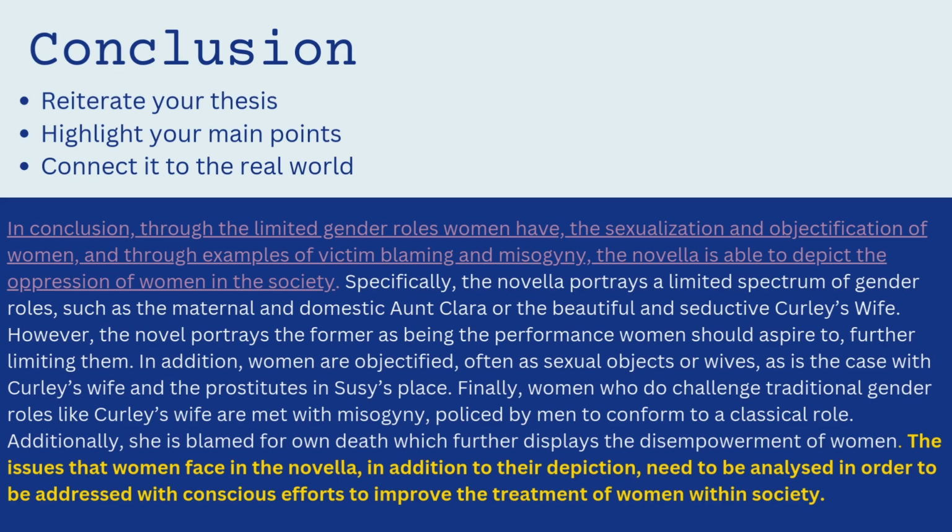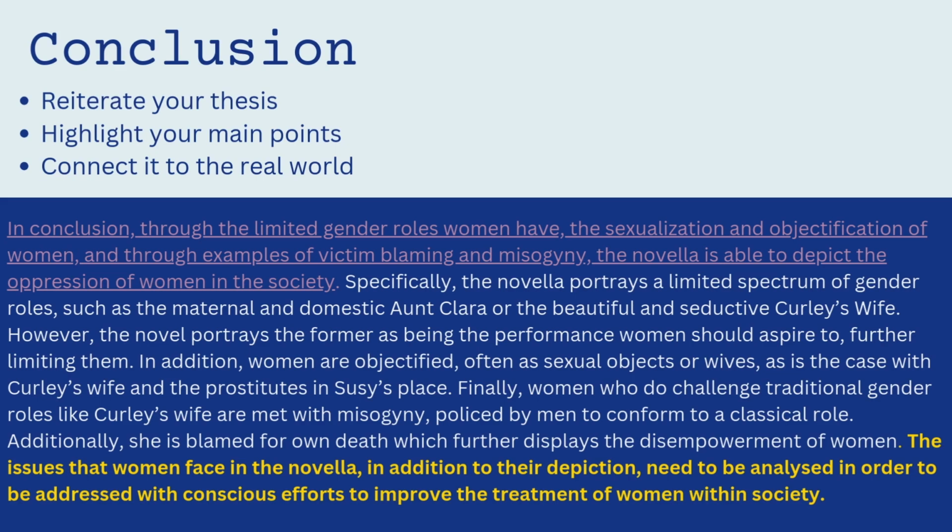For example, in conclusion, through the limited gender roles women have, the sexualization and objectification of women, and through the examples of victim blaming and misogyny, the novella is able to depict the oppression of women in society. Specifically, the novella portrays a limited spectrum of gender roles, such as the maternal and domestic Aunt Clara, or the beautiful and seductive Curly's wife. However, the novel portrays the former as being the performance women should aspire to, further limiting them.